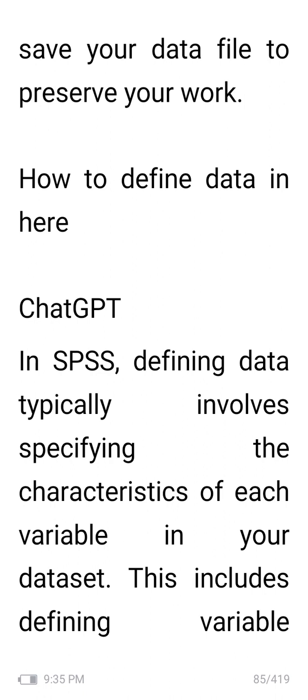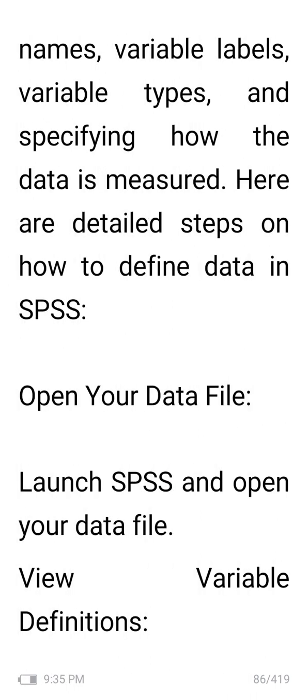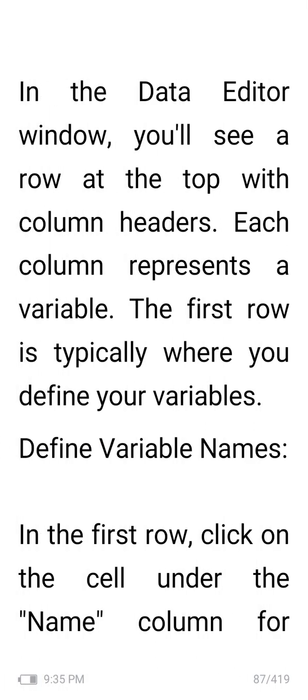How to define data in here? In SPSS, defining data typically involves specifying the characteristics of each variable in your dataset. This includes defining variable names, variable labels, variable types, and specifying how the data is measured. Open your data file: launch SPSS and open your data file, view variable definitions. In the data editor window, you will see a row at the top with column headers. Each column represents a variable. The first row is typically where you define the variables.